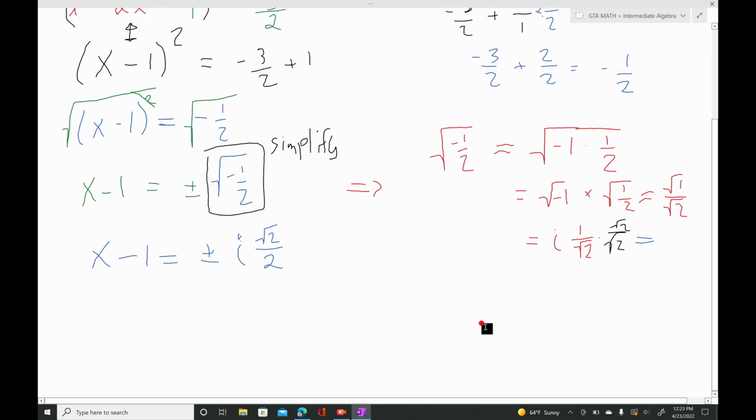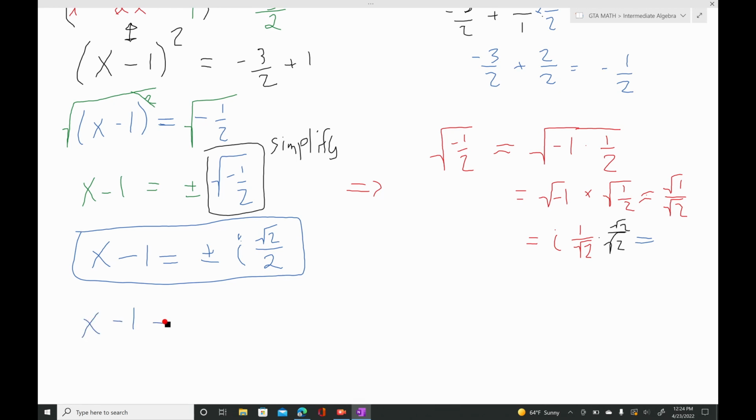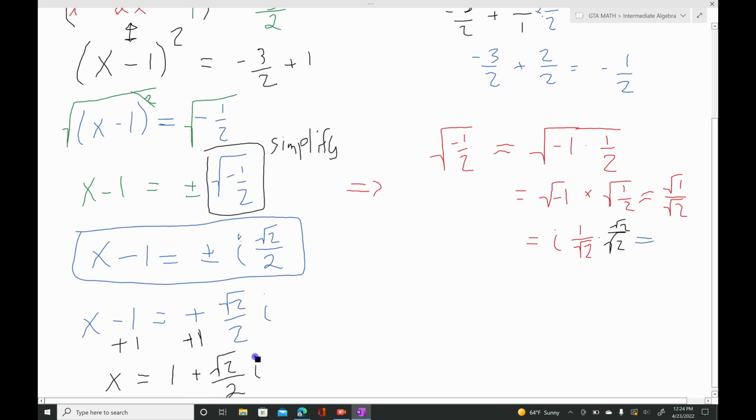So now that we had this right here, we're gonna simplify it. So we're gonna say x minus 1 equals plus root 2 over 2, and then we're gonna put the i in the back. And now we're gonna add this 1. My writing is off today, guys. I apologize. So we're gonna end up with 1 plus root 2 over 2, and then we're gonna put the i back here. And then we're gonna have our OR statement, because it's plus or minus.